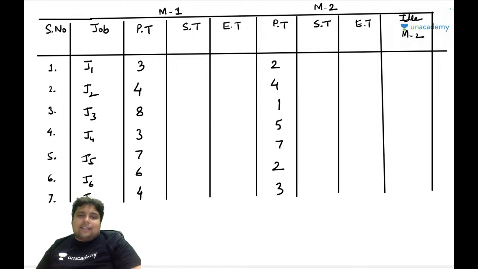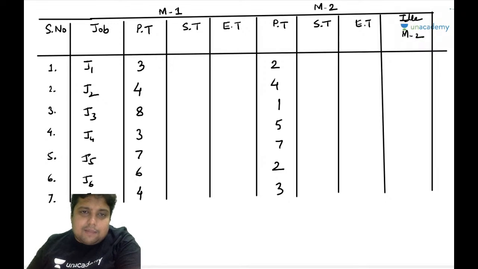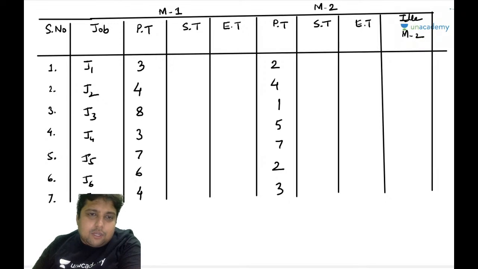So guys, these are the sequences, these are the processing times, and the sequence that I am using is the chronological sequence: 1 2 3 4 5 6 and 7. And what I have done, I have simply written the processing time of these particular jobs on machine 1 and on machine 2.